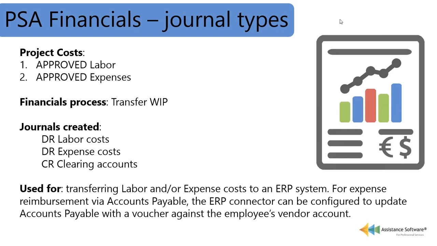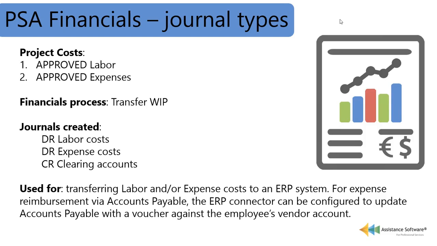So let's take a look at the different financial transactions that are generated by the PSA Financials module. First is focused on costs. Notice that I have put the word approved in front of labor and expenses. That is extremely important. It is an essential control.